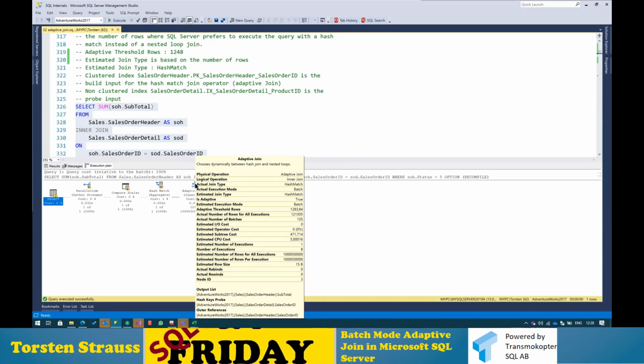There are several properties which are definitely worth understanding. First of all, we have the estimated execution mode, which is batch mode. Batch mode is something which is available, and here I'm pretty sure only when the table has at least one column store index. The estimated join type, hash match, is considered because of the threshold. We can see the adaptive threshold in rows, which is currently 1,283. Once this number of records is scanned by the hash match join, in the probe phase, SQL Server automatically uses the hash match algorithm. Otherwise, it will switch to a nested loop.